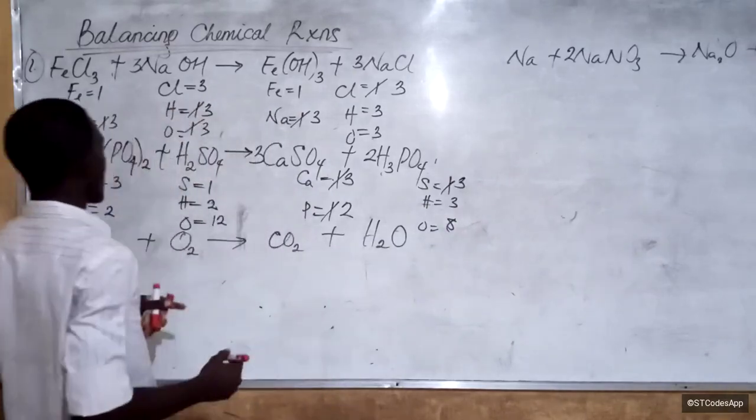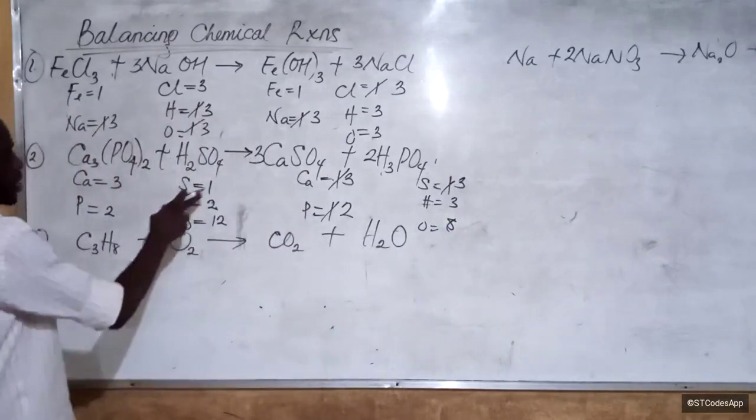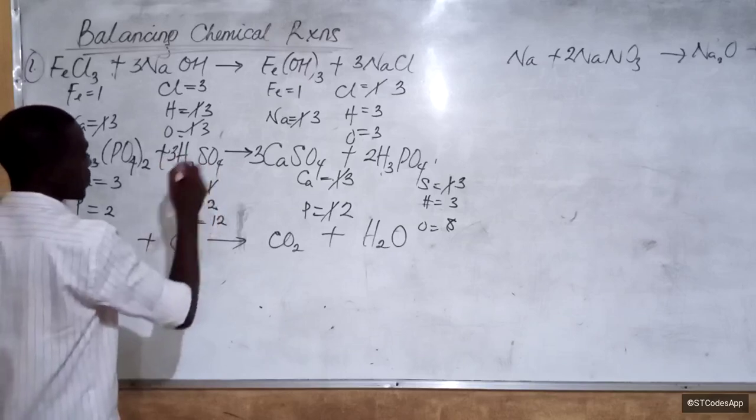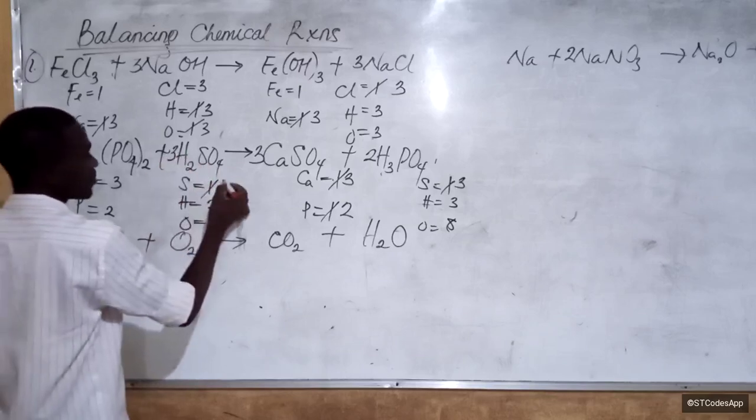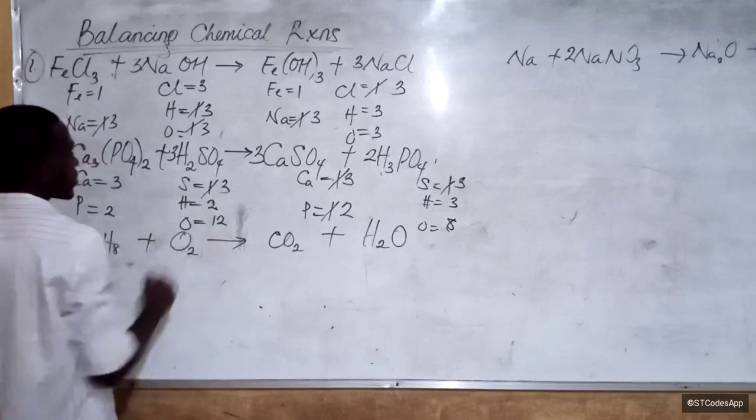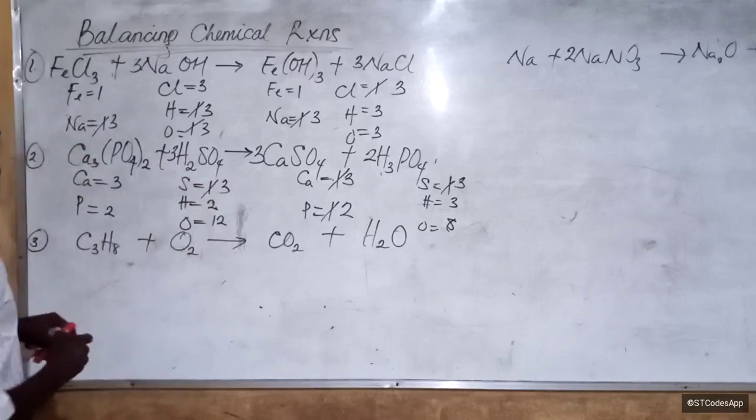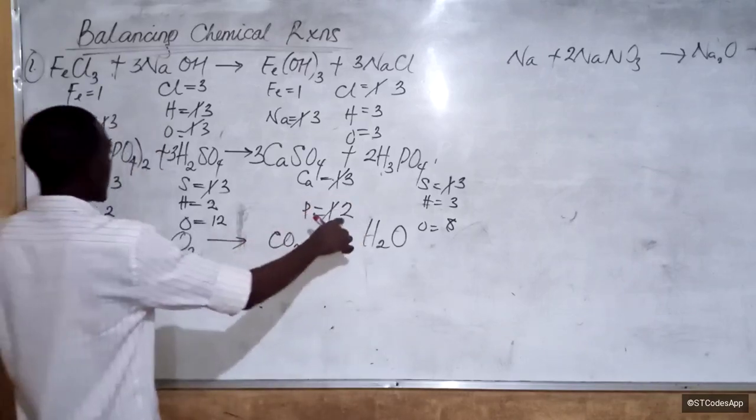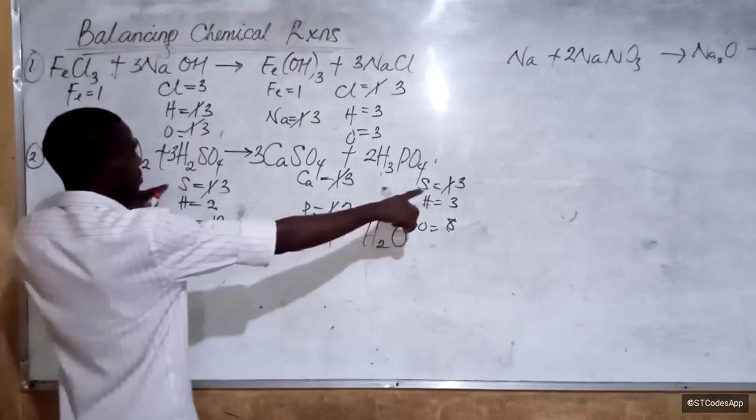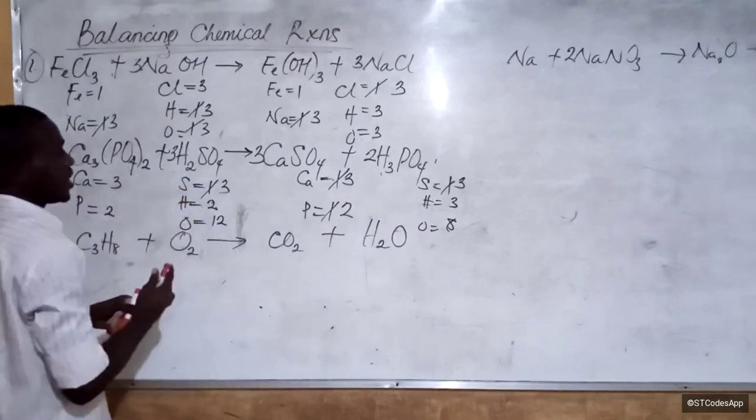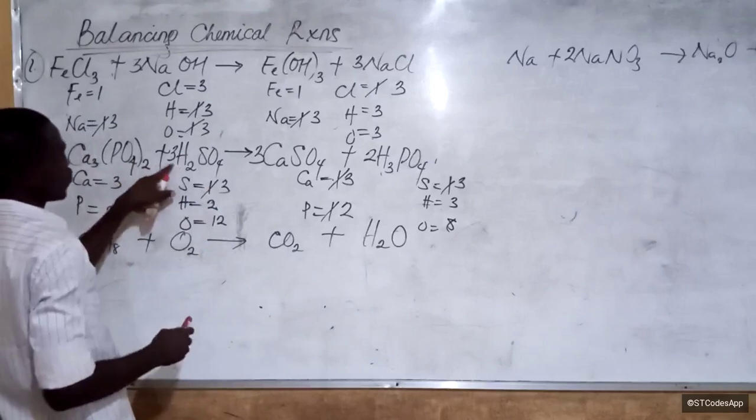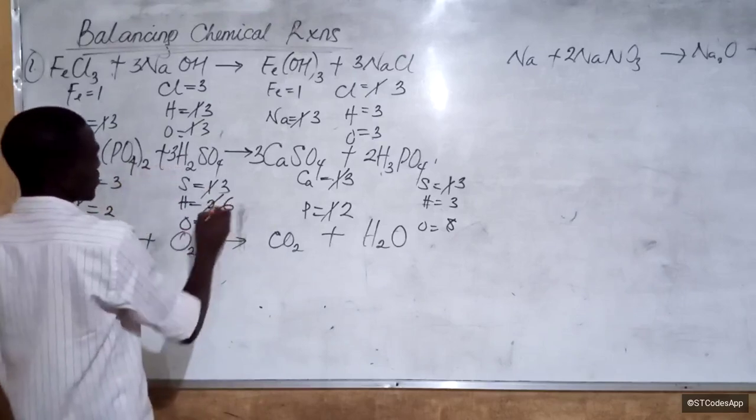And let's check here. How many sulfur do we have? We have 1. So what do we do? We come and add 3 here. When we add 3 here, sulfur becomes 3. Is that okay? So now, calcium is balanced, phosphorus is balanced, sulfur is balanced. Now hydrogen, let's see. We have 3 there. And let's see how many hydrogen we have here now. 2 times 3 is 6. So we have 6 hydrogen here.